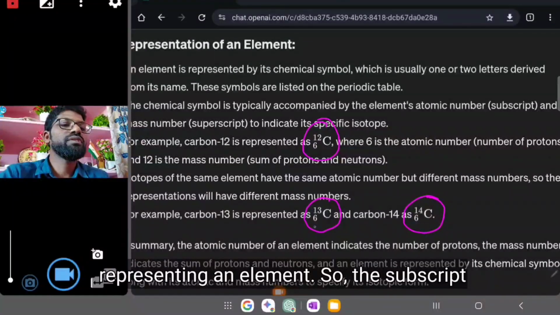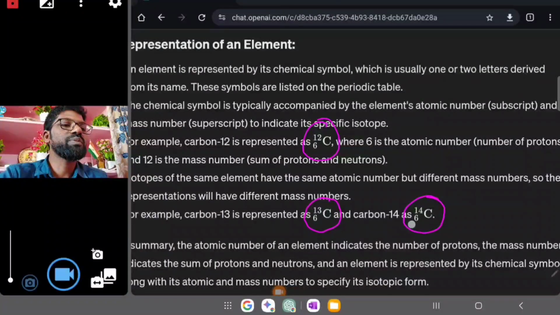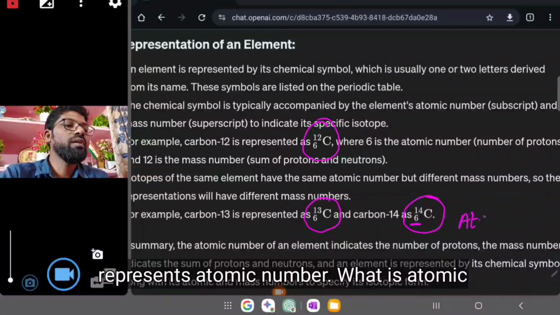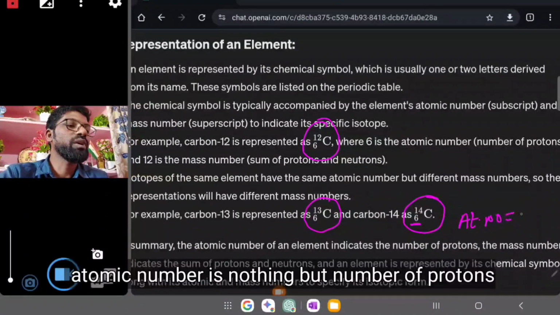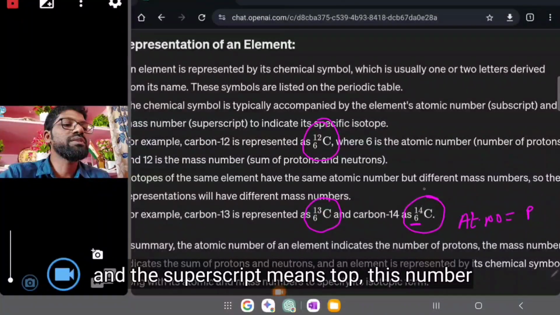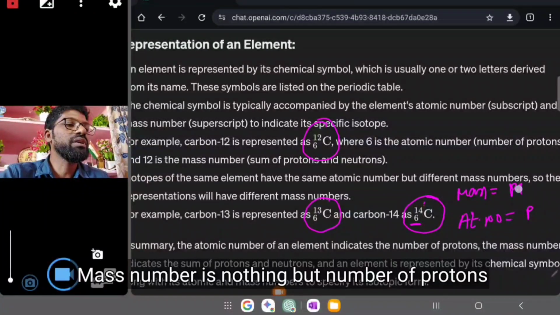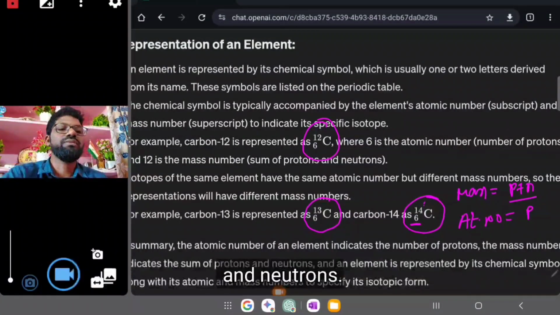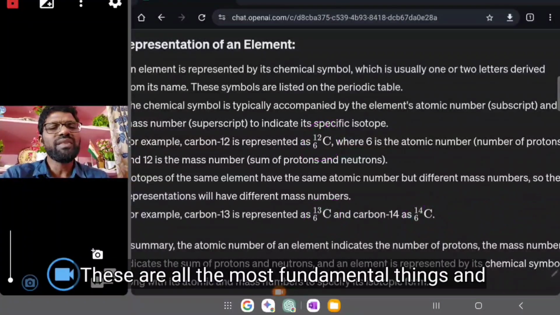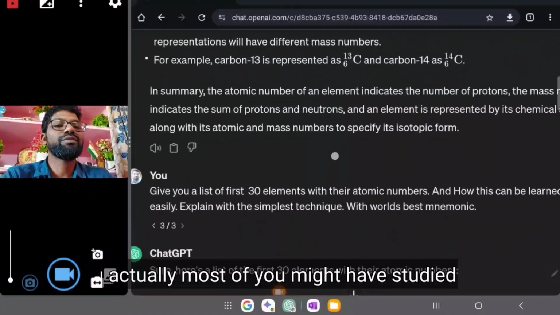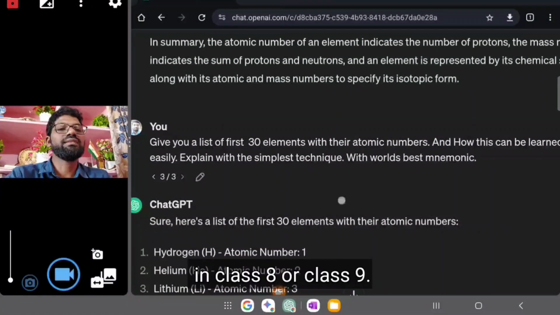So, the subscript, this bottom side, down side, represents atomic number. What is atomic number? Atomic number is nothing but the number of protons, and the superscript, the top, represents mass number. What is mass number? Mass number is nothing but the number of protons and neutrons. That's all, very simple. These are the most fundamental things, and most of you might have studied them in class 8 or class 9.